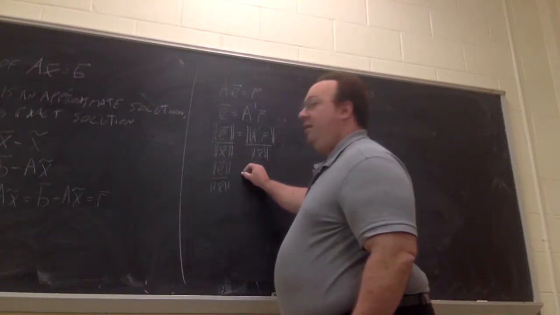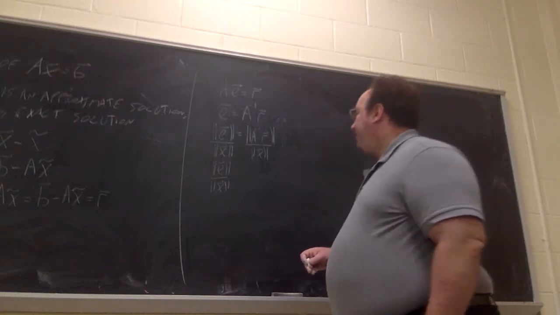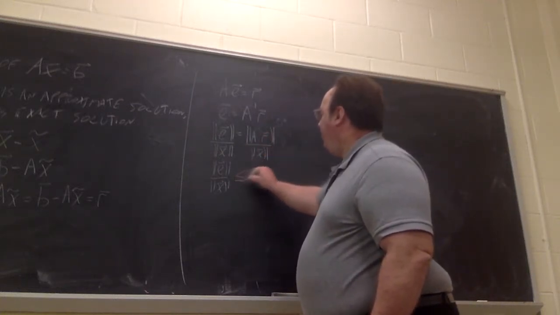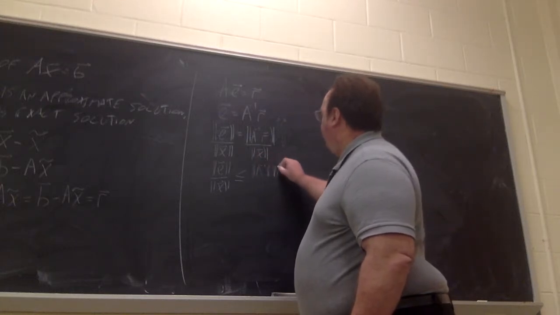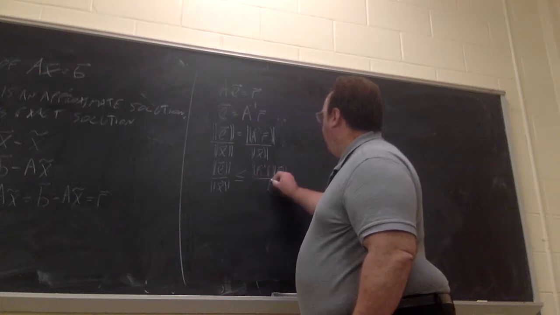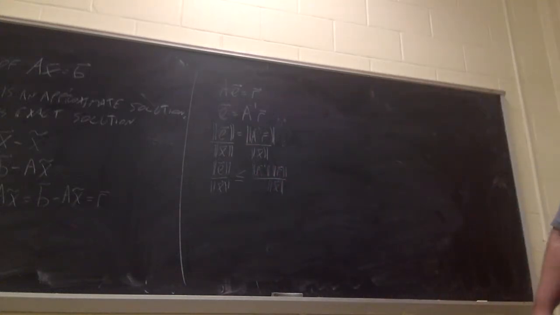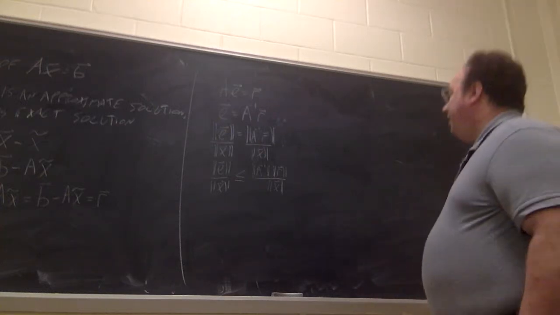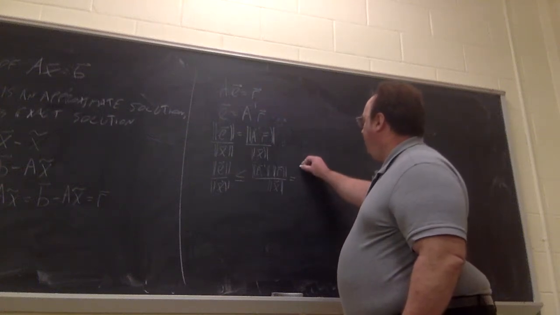Sorry. Why did we divide by the norm of x? We wanted the what? Relative error. Relative. Yeah. Now, the norm of A inverse r is less than or equal to the norm of A inverse times the norm of r. All right, next, I'm going to, on the right side, multiply and divide by the norm of A.